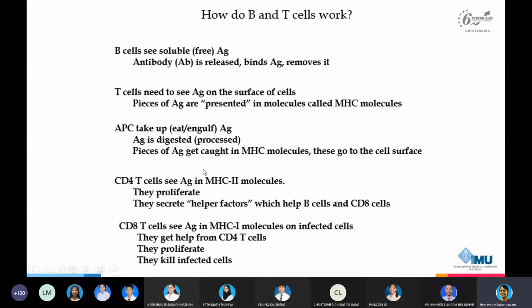CD represents a cluster of differentiation. These are all surface proteins. So if the surface protein is present only on a particular cell, that particular surface protein can be used as a marker or to tag the population of cell. For example, here, if the CD4 surface protein is only expressed on T cells, then we call it CD4 positive T cells. And that can be used as a marker to identify this population.